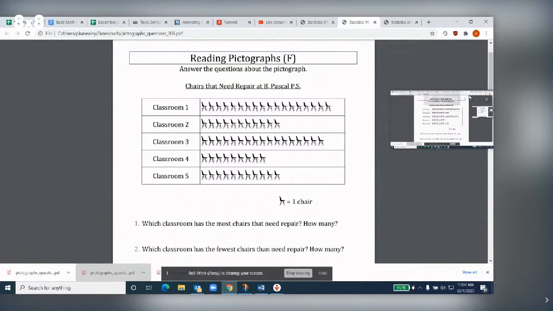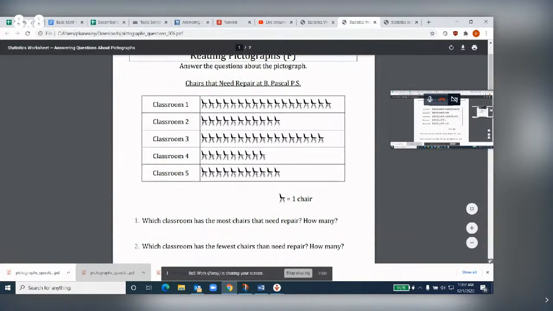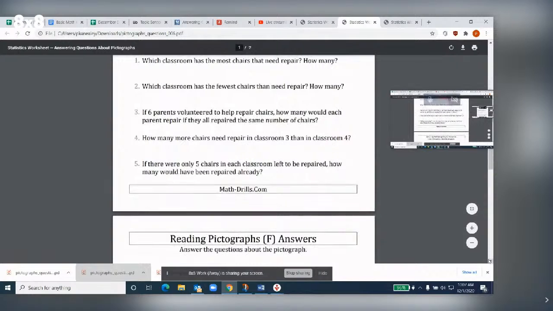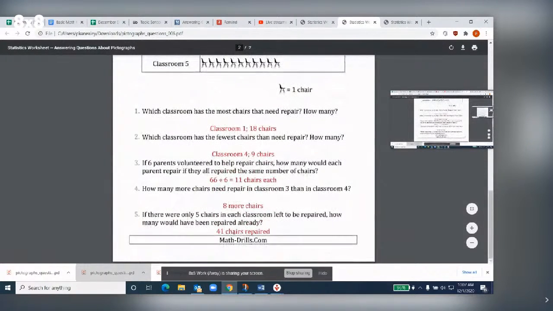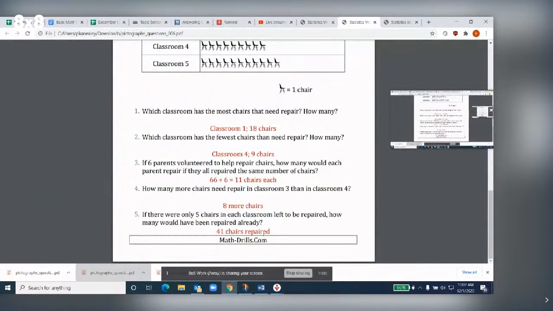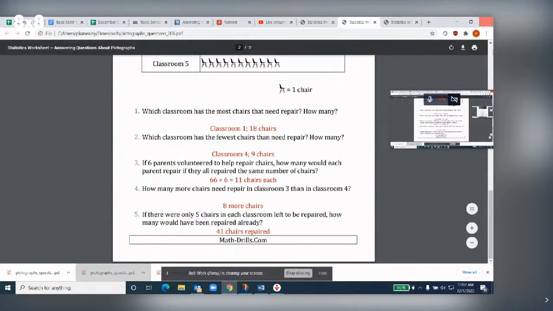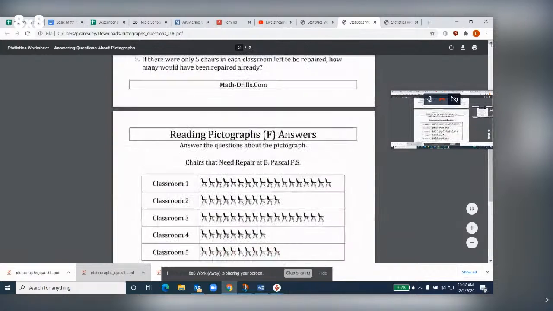And then the total number left is going to be how many have already been repaired. In this case, it's going to be 41 chairs. Okay, because we know there's 66 total. So 41 have been repaired. That would leave 25.